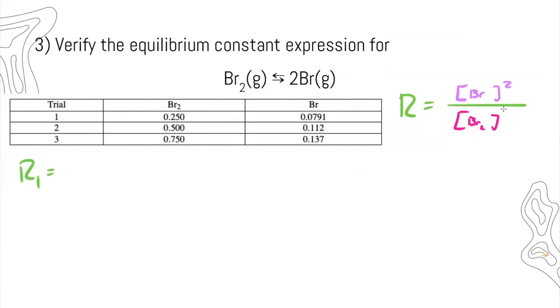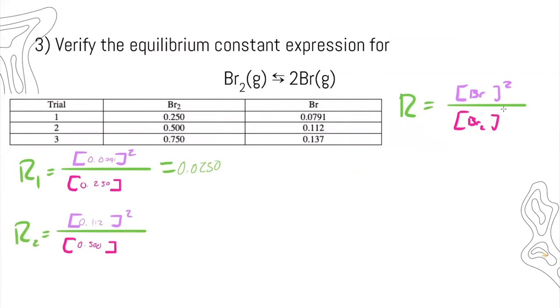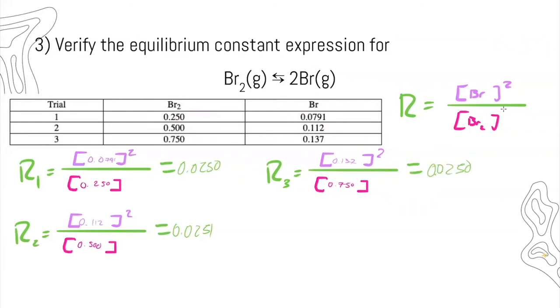For my first trial, I'm going to get my concentration of my products squared divided by my concentration of my reactants, plug that into my calculator, and get 0.0250 with sig figs. Same thing for my second trial, and I get an equilibrium constant of 0.0251 with sig figs. And for number 3, I'm going to plug in my data, and my calculator tells me that I get an equilibrium constant of 0.0250 with sig figs.